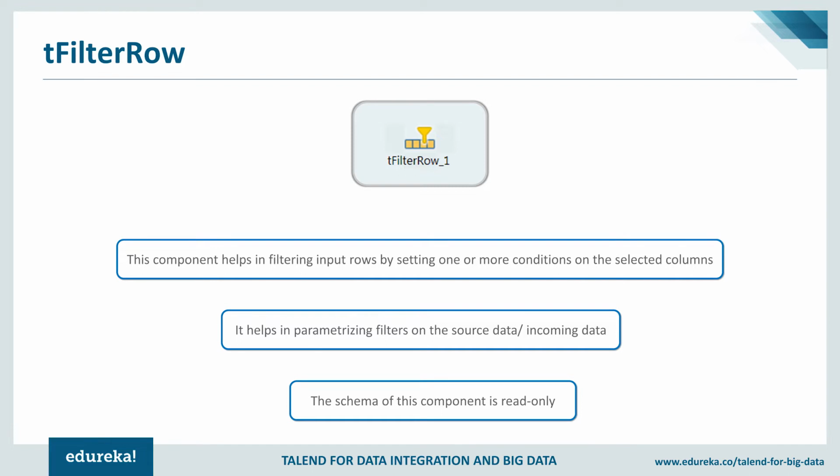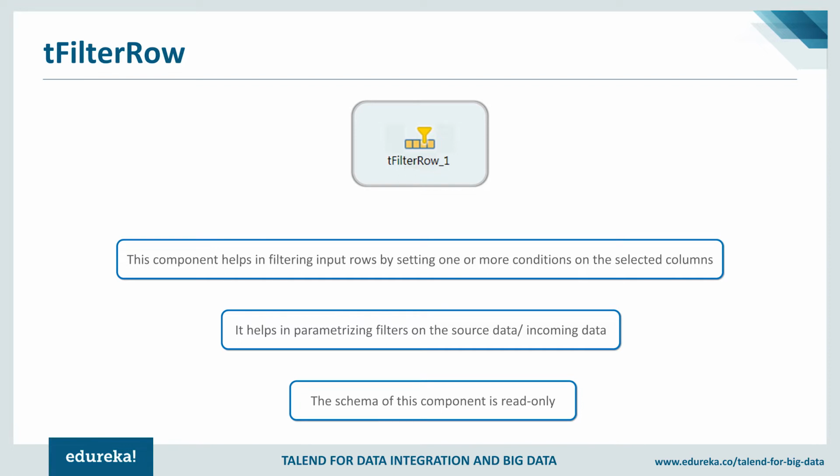So let's move on to the next component, which is tFilterRow. Again, the naming convention is T and what action it performs. Whenever you think of filtering or sorting, you can just type the functionality in the palette and you will get the component for it in Talend. As the name itself suggests, it is used to filter the rows. It helps in filtering the source data for more than one condition, and you can also put conditions on more than one column with AND or OR. It helps in parameterizing the filters on the incoming source data.